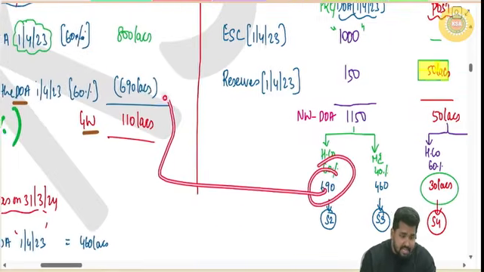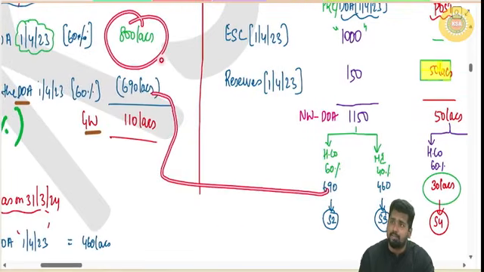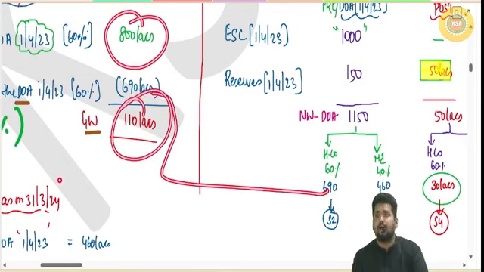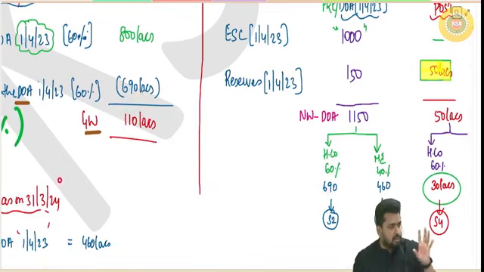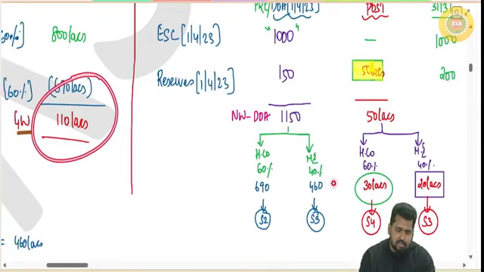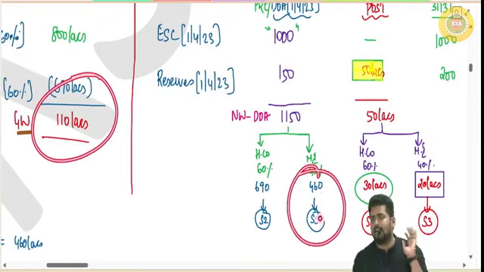For 690, how much are we paying? 800 we are paying. So how much extra are we paying? 110 extra. That extra is called goodwill. Clear or not clear? Sir, what about this 40%? This is outsiders, the minority interest.